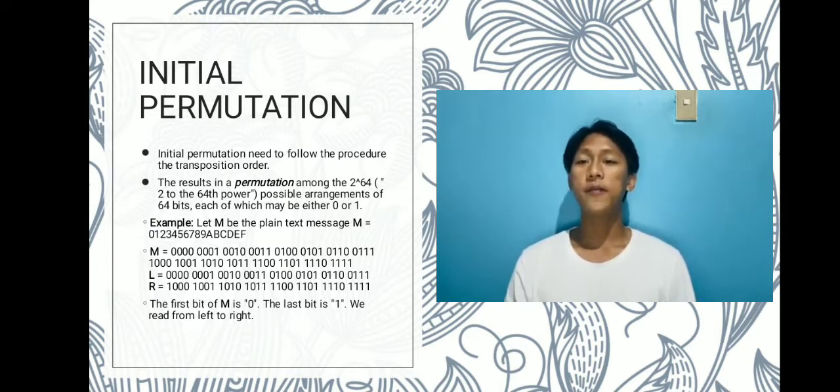Let M be the plain text message. If M is equal to 0, 1, 2, 3, 4, 5, 6, 7, 8, 9, A, B, C, D, E, F, where M is in hexadecimal base 16 format. Rewriting M in binary format, we get a 64-bit block of text. As you can see on the PowerPoint, here is the plain text converted into bits. So the first bit of M is 0 and the last bit is 1. We read from left to right.